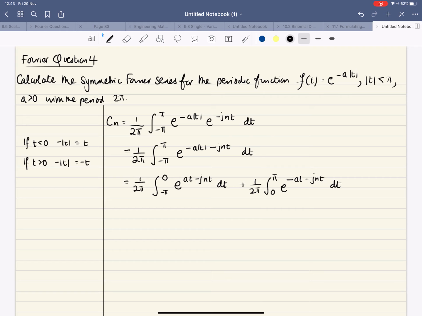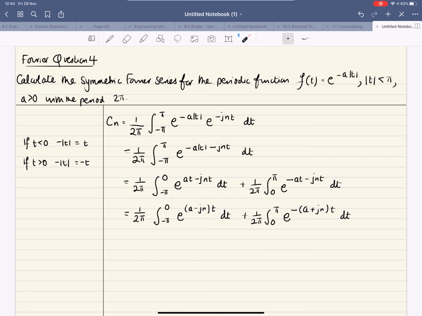Okay. So 1 over 2 pi integral minus pi to 0, this is e to the a minus j n times t dt, plus 1 over 2 pi integral 0 to pi, e to the minus a plus j n times t dt. So I've just factorised this top, taking out the common factor t, and it's a minus j n. And here I've taken out the minus in front, so that leaves plus a there, plus jn there, because I've put the other t outside there.